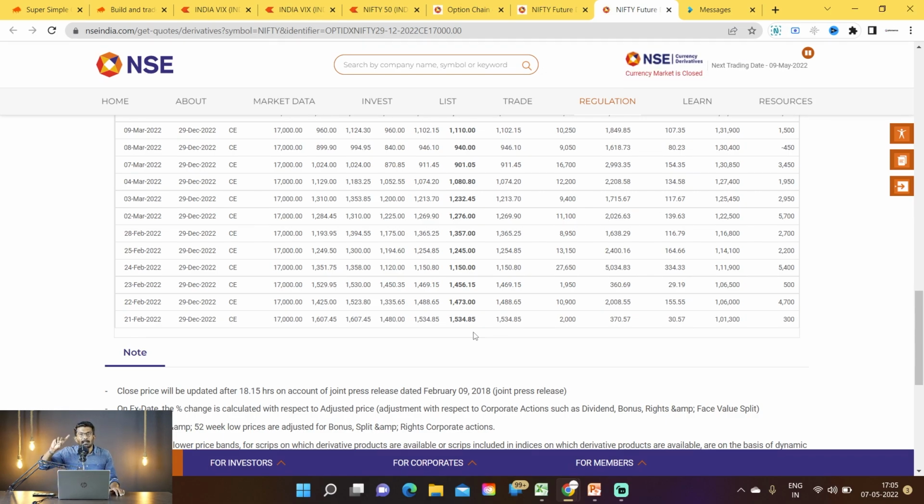2,300 rupees. You have not collected 200 rupees or 500 rupees like what you did in weekly option and monthly option. You have collected a total premium of 2,300 rupees. Market is at 17,000. Now, since you have collected 2,300 rupees, what is going to be your break even? Your upper break even is going to be 19,300, and lower break even is going to be 14,700. You have a very, very wide break even. You have collected 2,300 points.